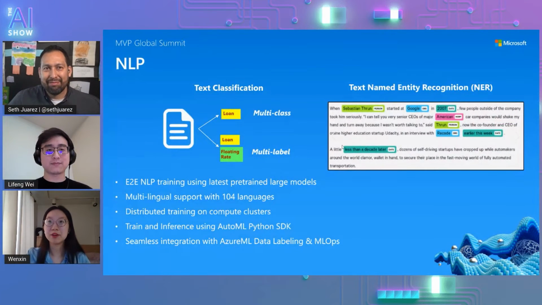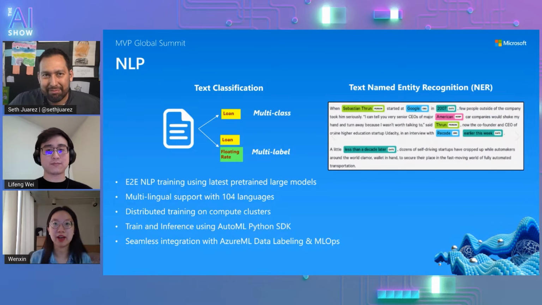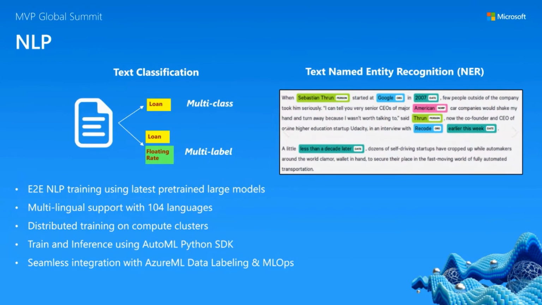This is awesome. So let's start first with setting the ground, so everyone can understand from the ground floor. What is AutoML for NLP? Cool. So I'm going to share some background. For AutoML NLP, we actually provide end-to-end NLP training using the latest pre-trained large models from BERT.